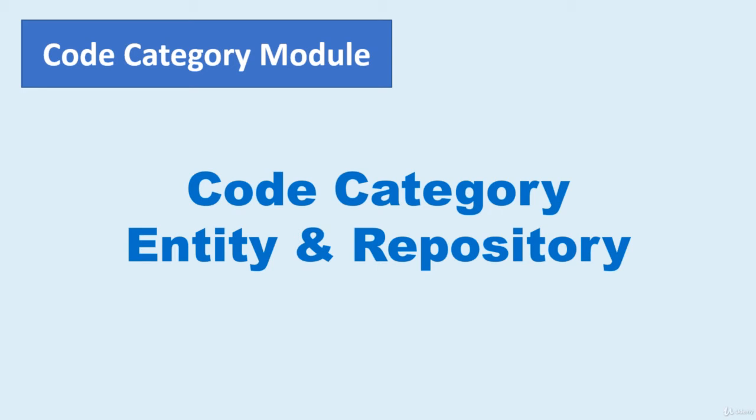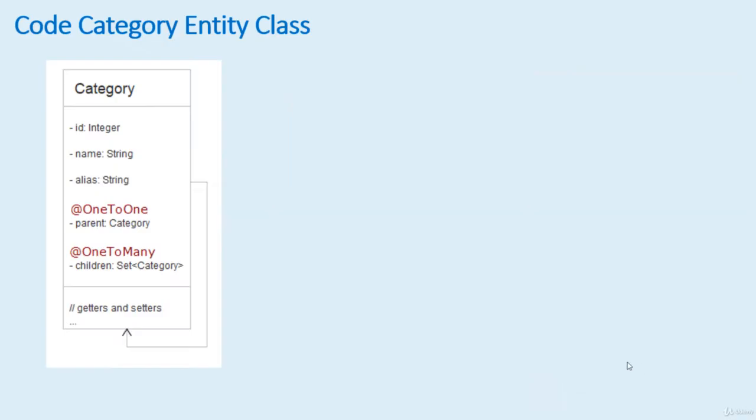In this lecture, you will learn how to code the category entity class and category repository interface. In the category entity class, we will have two special entity relationships. The first one is one-to-one, referring to the parent category, and the second one is one-to-many, referring to a set of subcategories. As a category can have 0 or 1 parent and 0 or more subcategories.